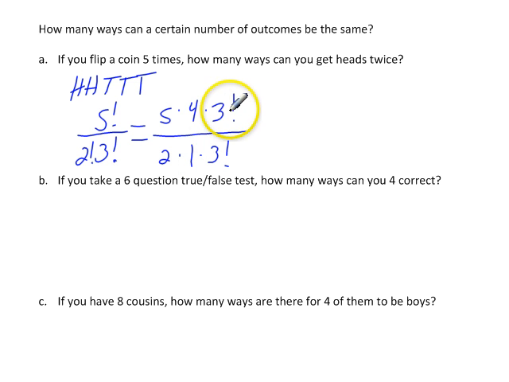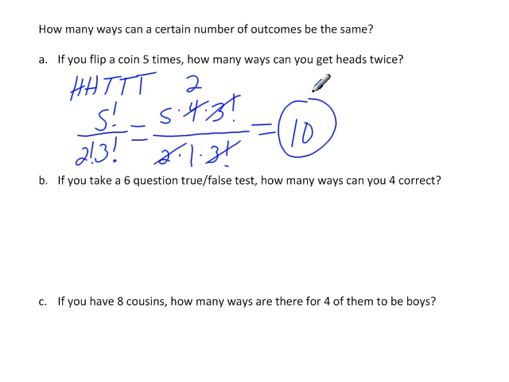There we go. We look for everything we can cancel. The 3 factorials cancel. 2 goes into 4 twice. 5 times 2 is 10. So there are 10 ways to get heads twice.